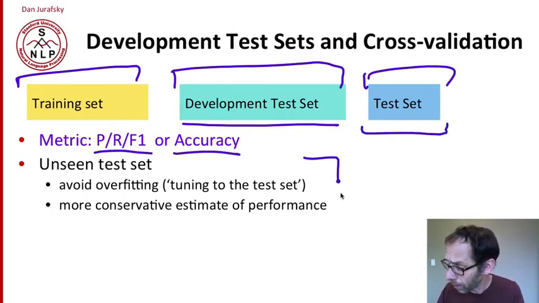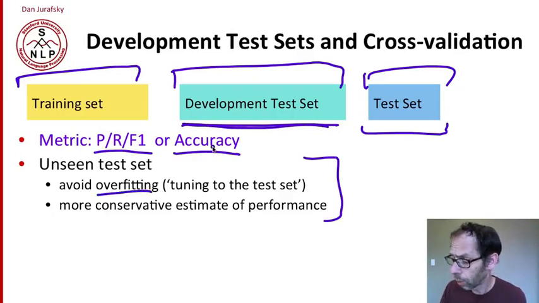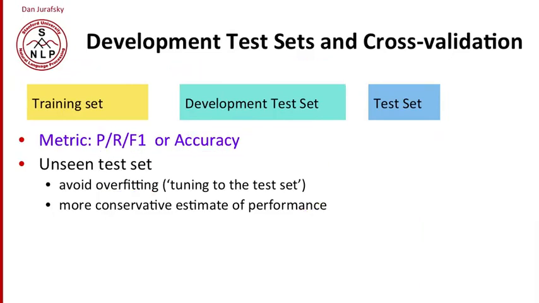The reason why it's important to have this clean, unseen test set is that otherwise, if we report numbers on our development test set that we've been using all along, we're going to end up overfitting. We're going to report much higher accuracies probably than are reasonable because we've tuned our algorithm to this development test set. A clean, unseen test set gives us a more conservative estimate of performance.